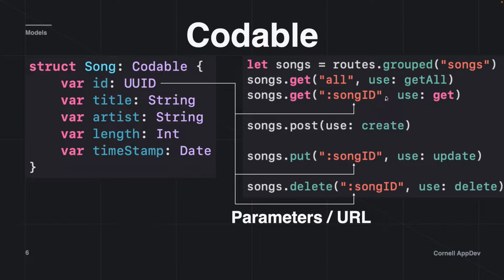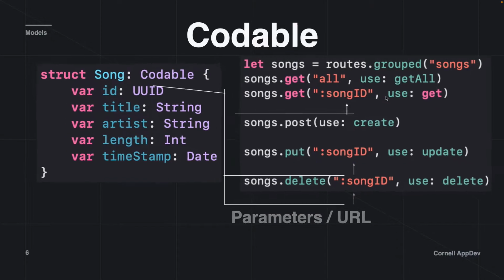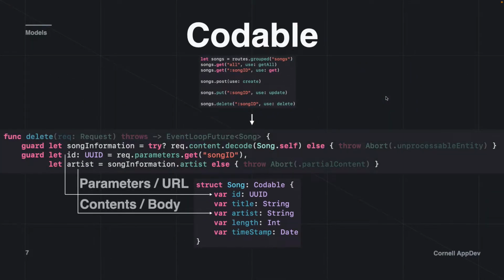But there's a little bit more to that, and this is kind of where our song Codable will break down, if we look at what's going on in one of these routes. So this is the delete route. It takes the song ID as a parameter, but it also has a body, right? So when you're creating a JSON to pass the information, it's taking the artist, and only the artist, and then it will check if it's valid and delete it or whatever.